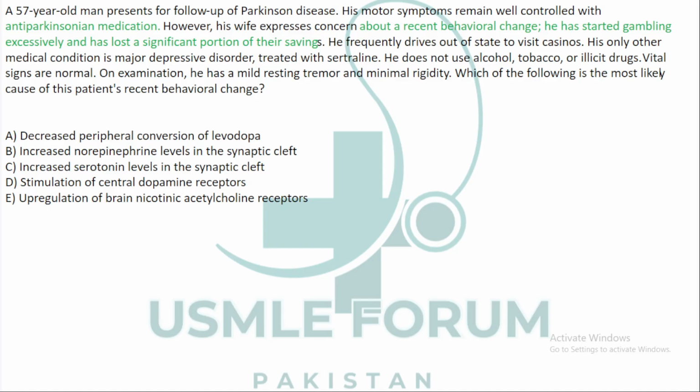Okay. Option B, increase norepinephrine levels in the synaptic cleft. This would be more relevant in antidepressants like SNRIs, not related to dopaminergic therapy or gambling behavior. So that's incorrect too. Okay, option C, increase serotonin levels in the synaptic cleft. He is on sertraline, which is an SSRI that is used for depression. SSRIs don't cause impulsive gambling, right? In fact, they can improve impulse control in OCD type behavior. So again, that's not the correct answer.